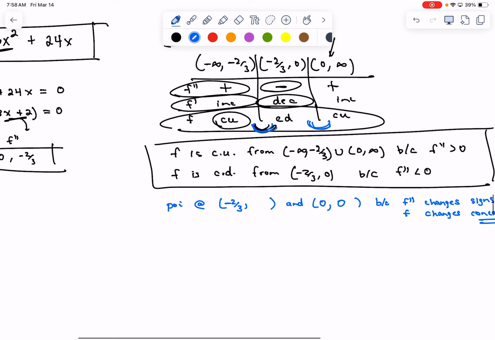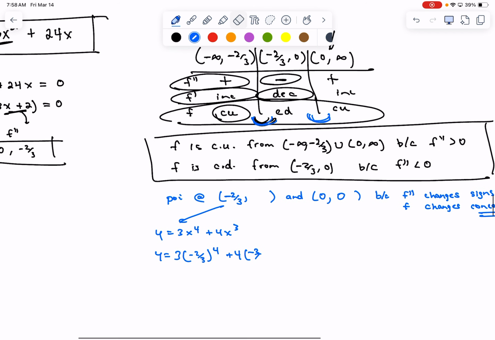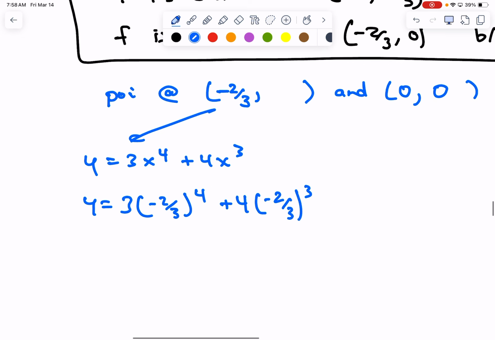Let's see. Is it 3x to the 4th? Yeah. So if I plug this into the original, 3x to the 4th plus 4x cubed, was that it? Nope. So it'd be y is equal to 3 times negative 2/3 to the 4th plus 4 times negative 2/3 to the 3rd. I'm sure some people use their calculator, but just know you won't have it on the AP exam. It's fine. I don't care if you do. What is that going to be?